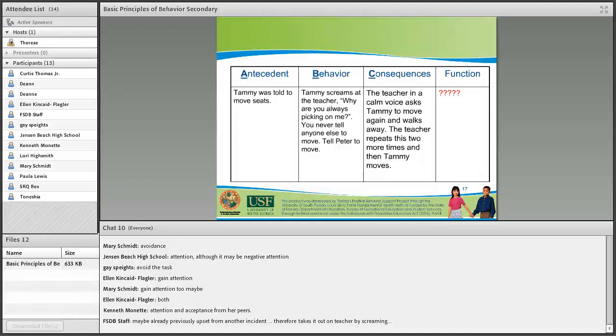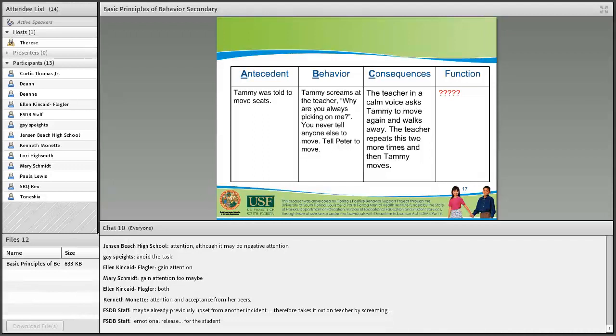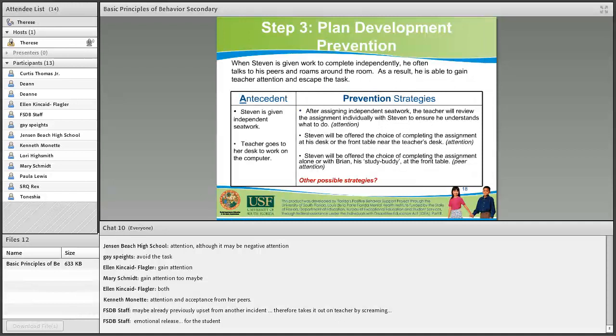So then the function of the behavior, again, is probably avoiding that move, avoiding the activity, possibly some attention from the teacher, but it looks like the teacher responds, but it's not like the teacher is getting all out of control or giving this a great deal of energy. So I would probably get on board with avoiding the task for this particular function. Again, it is a guess. We can make as many guesses as we need to help identify the problem.